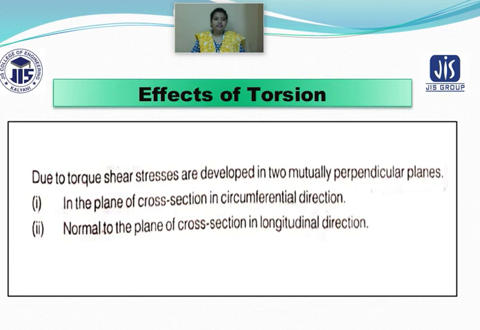Now, what are the effects of torsion? Due to this torque, shear stresses are developed in two mutually perpendicular planes: one in the plane of the cross section in the circumferential direction, and another normal to the plane of the cross section in the longitudinal direction. So one is the circumferential direction and the other is the longitudinal direction. You have to remember these various effects of torsion.